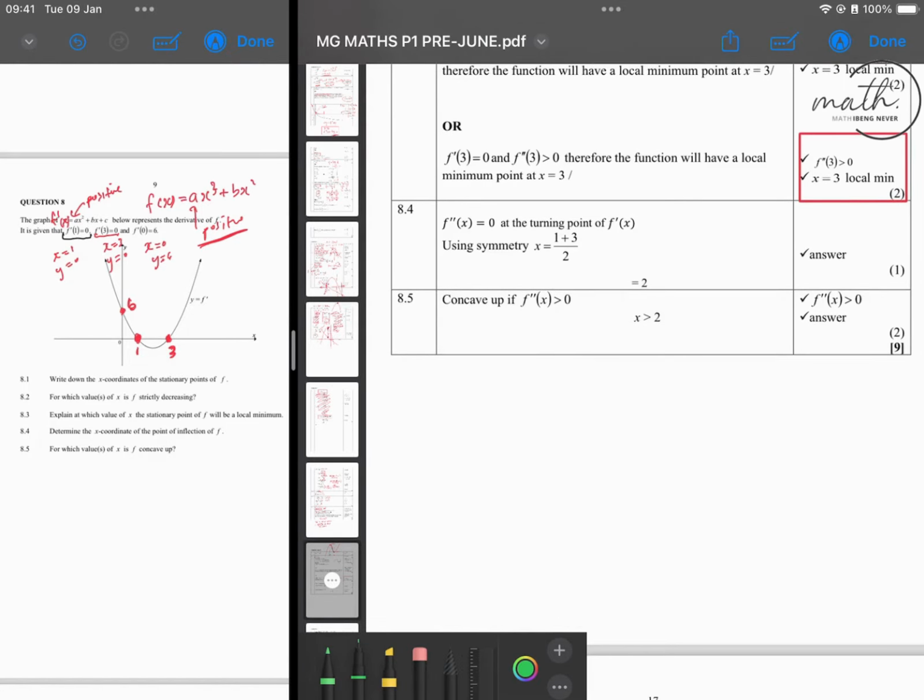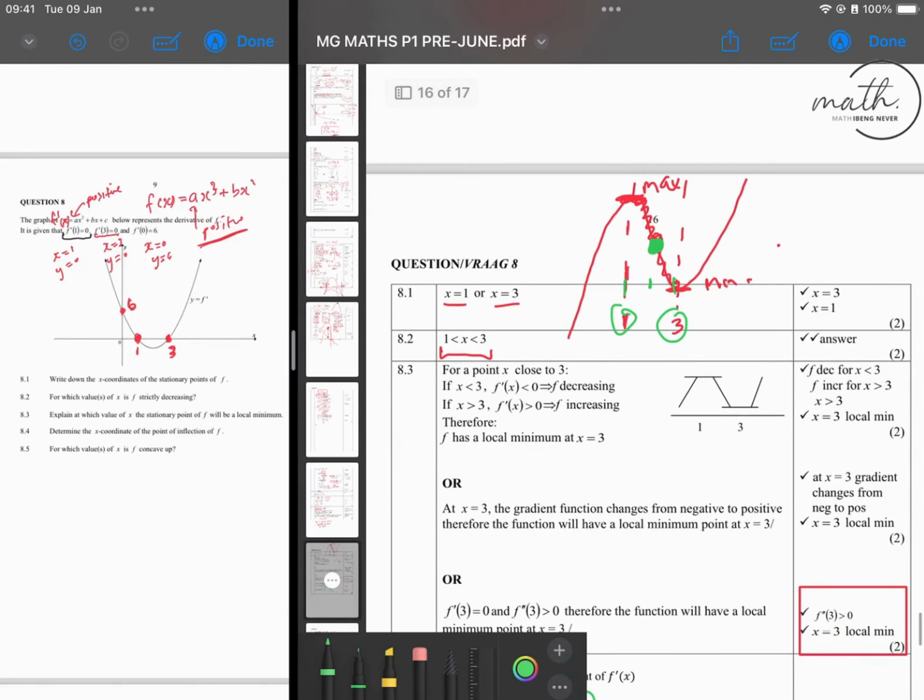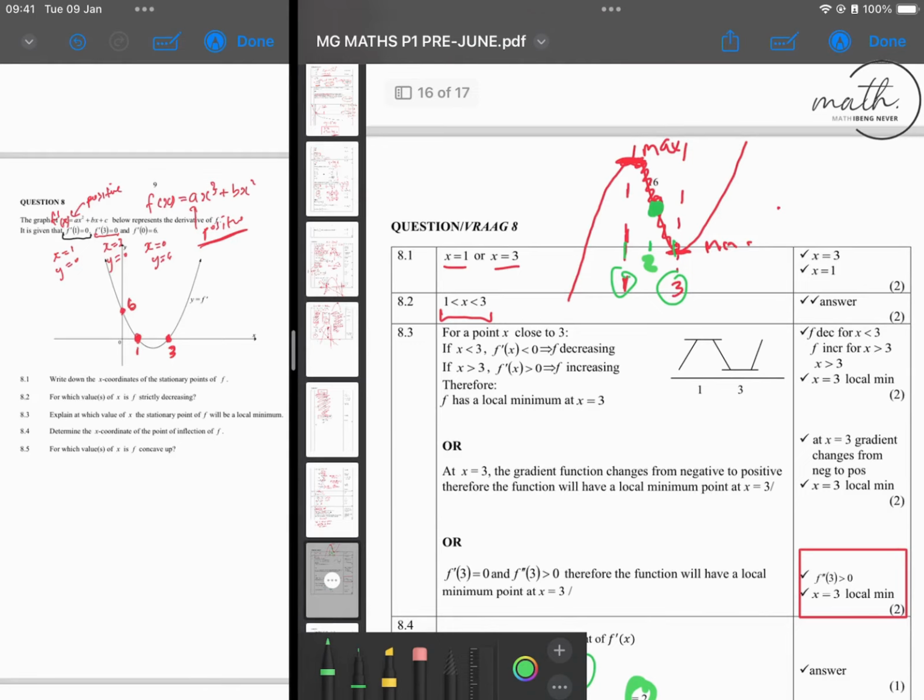To find that x, you just take the turning points, add the 2 points, divided by 2, and you get x equal to 2. That means here it's a 2. That's the point of reflection.